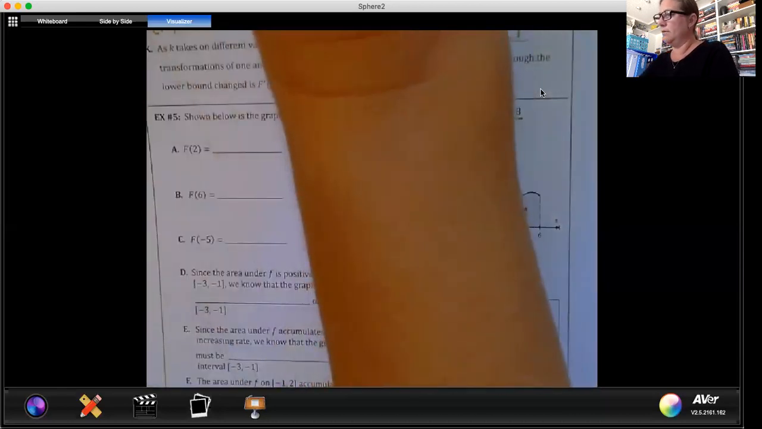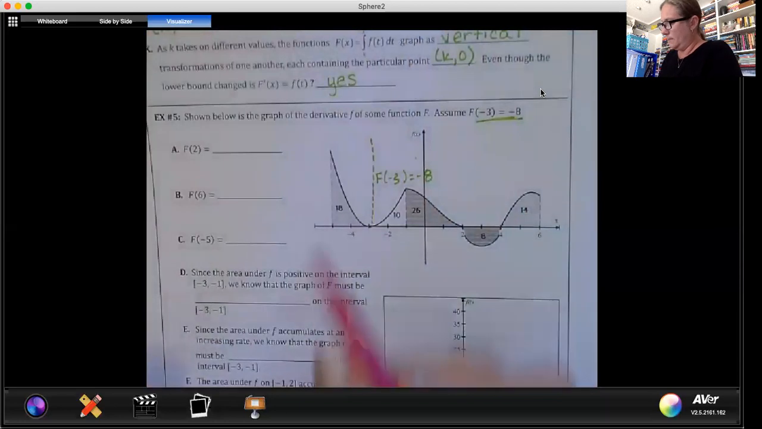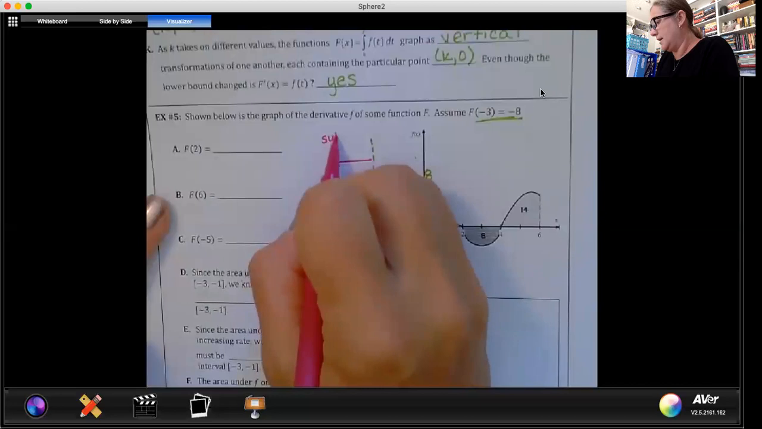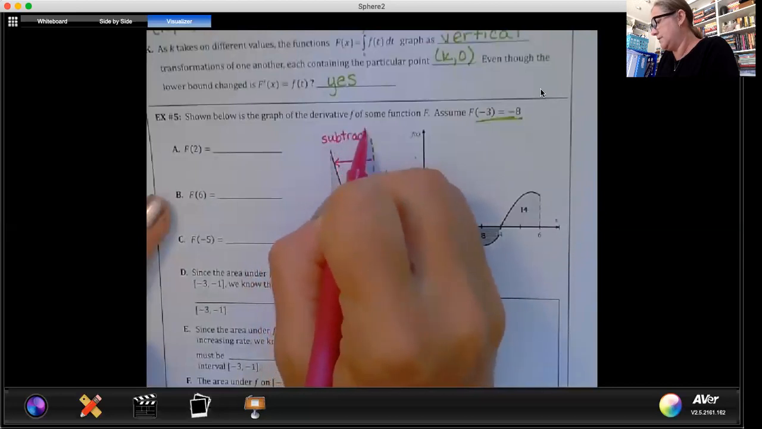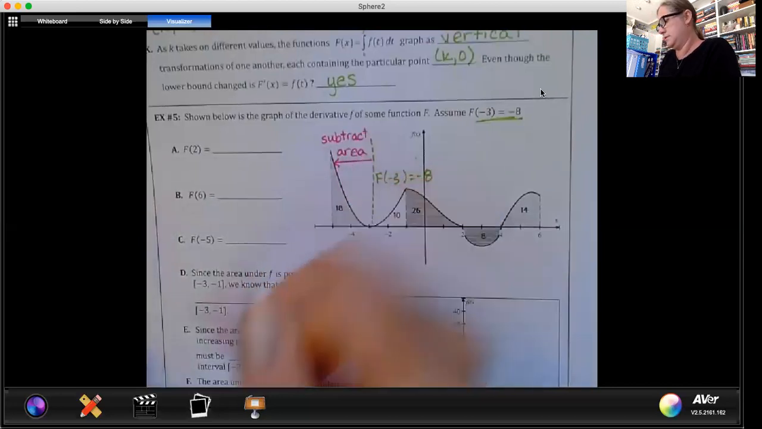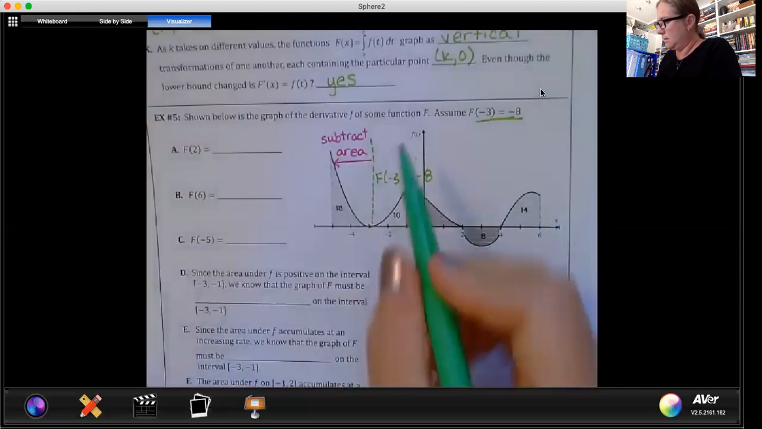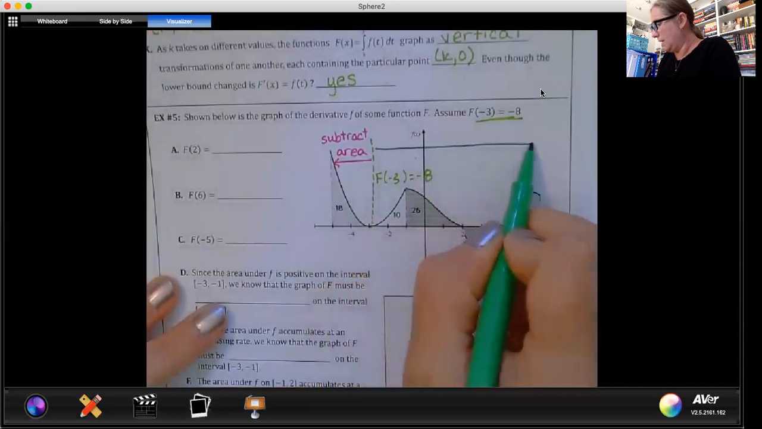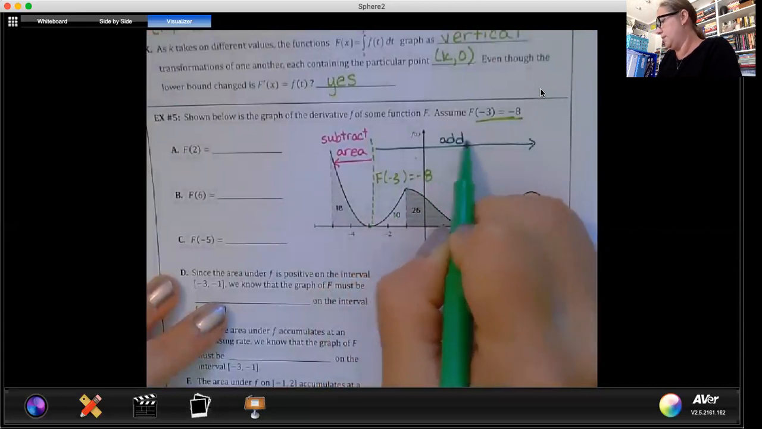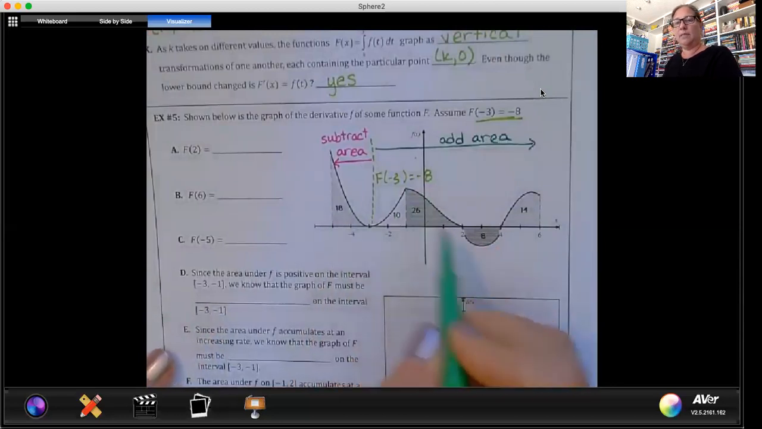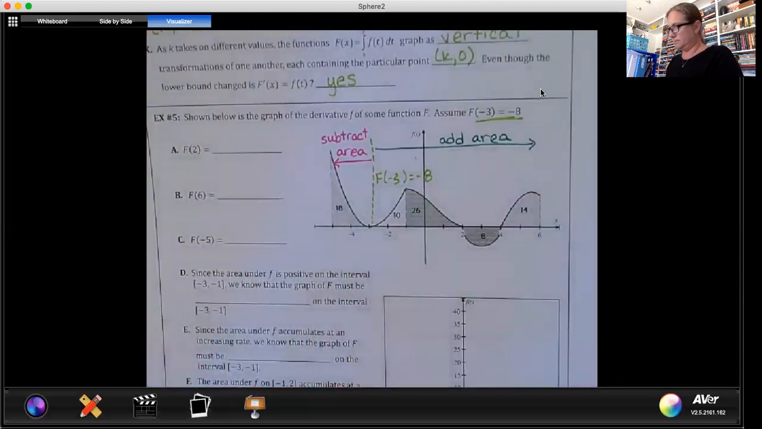So what we're going to do, if this is our graph, from here to here, we're going to subtract our area because it's left. And from here to here, we're going to add our area because it's right. And you'll notice it's been very nice and gone ahead and put those values in for us.